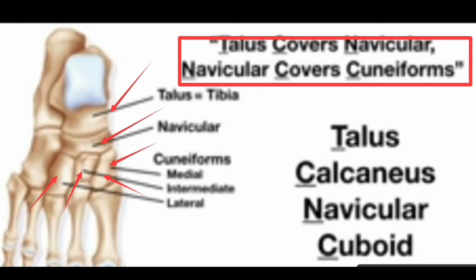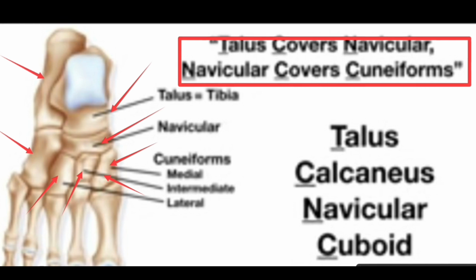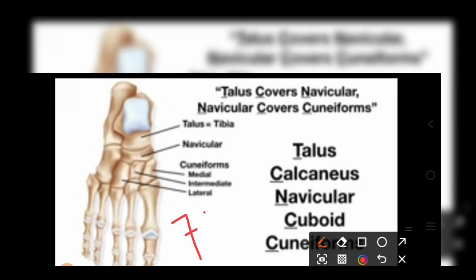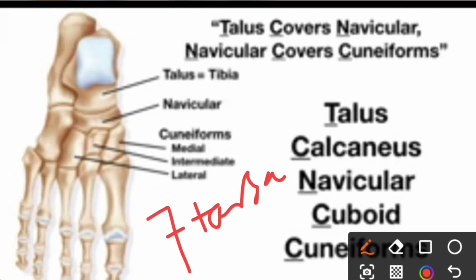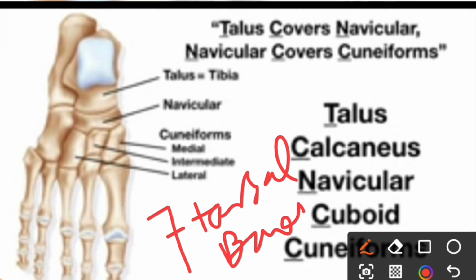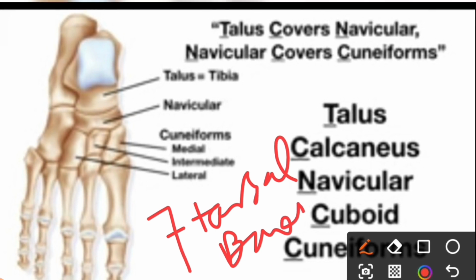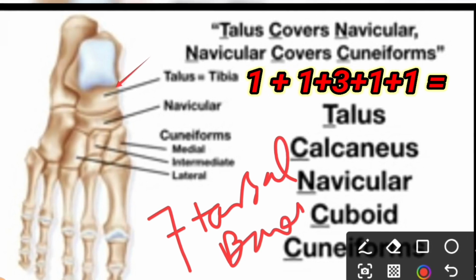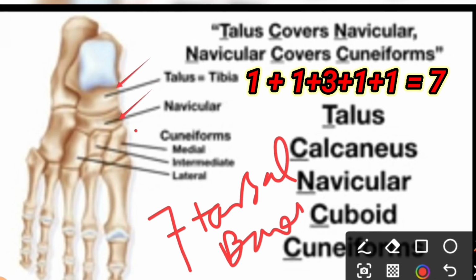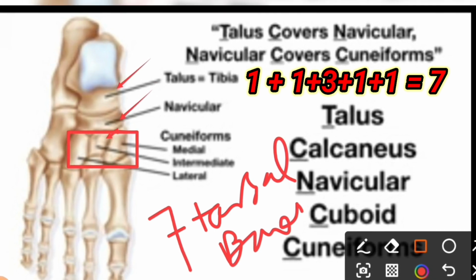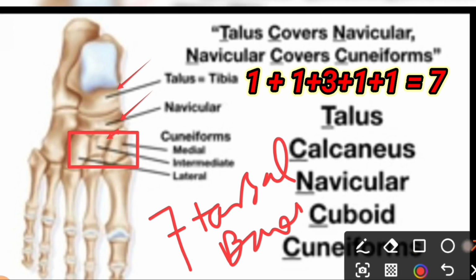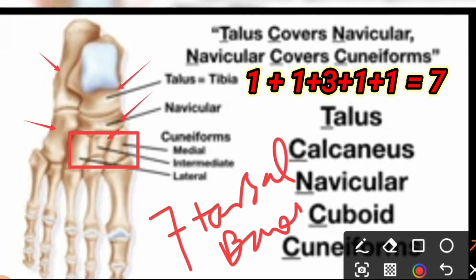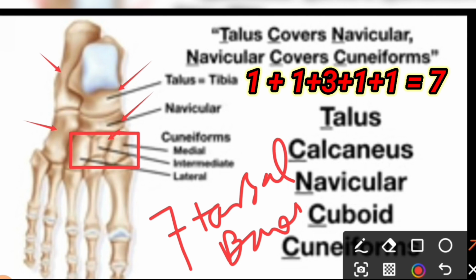And you can see over here, this is the cuboid bone, and this is the calcaneus bone, which is the largest and the most lateral bone. So you can see over here 7 tarsal bones. One is the talus, one is the navicular, three are the cuneiform, and one is the calcaneus, the other is the cuboid. So these are 7 in number.